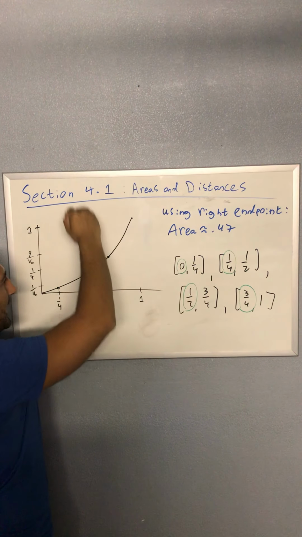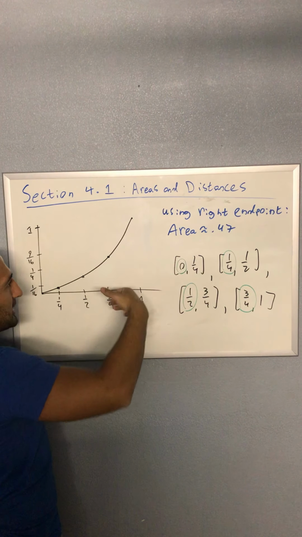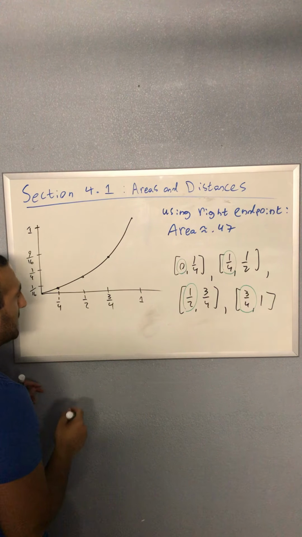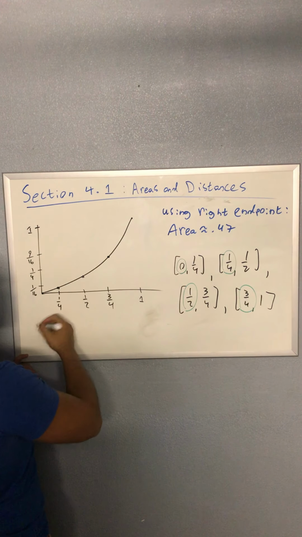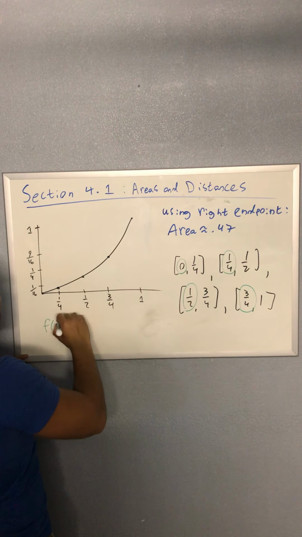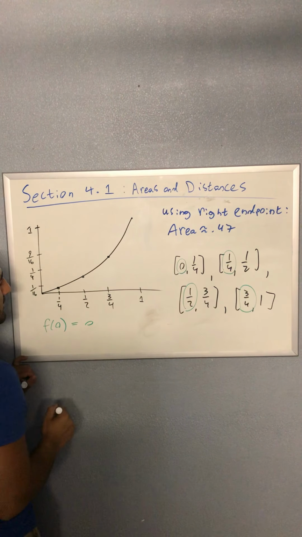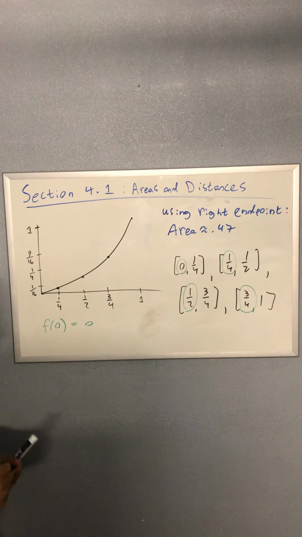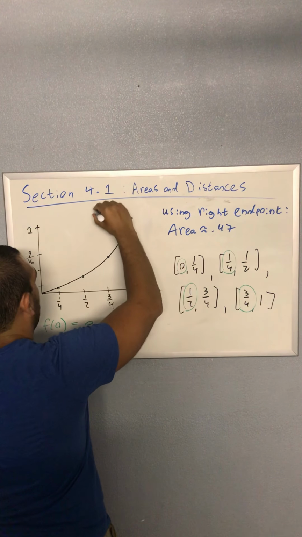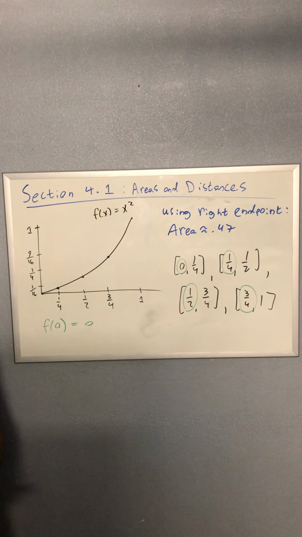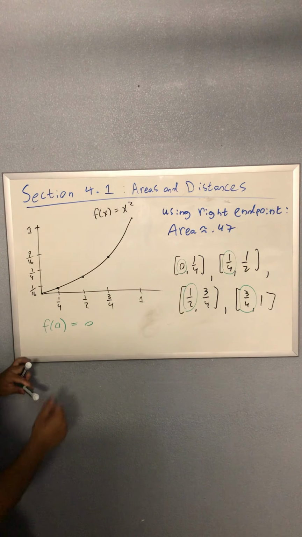Because remember, the height of your function is basically what happens when you stick that number into the function f of x equals x squared. So f of 0, which is going to be the height of our rectangle, is 0 because the function is x squared. So in this case, we actually don't really see a rectangle. It has a width of a fourth, but its height is 0. So we're not seeing anything there.